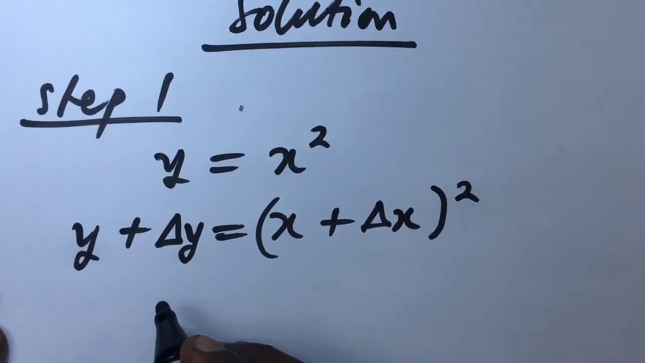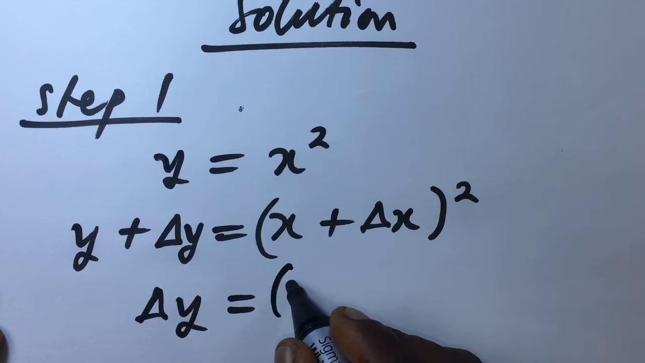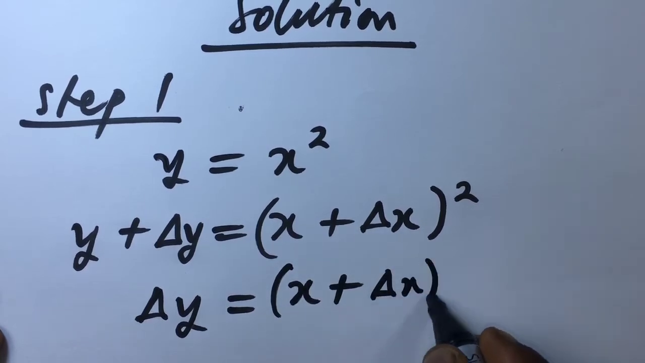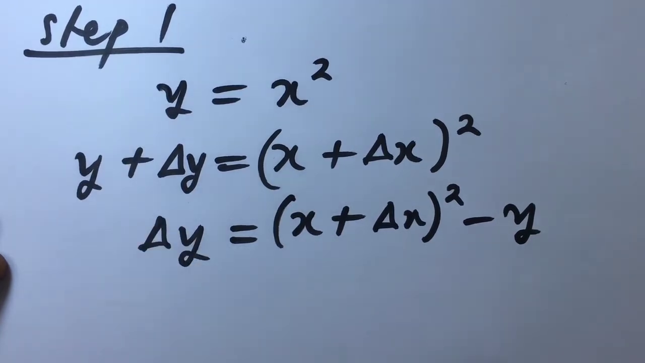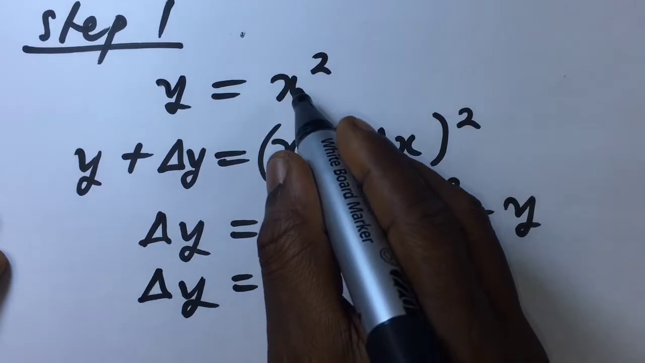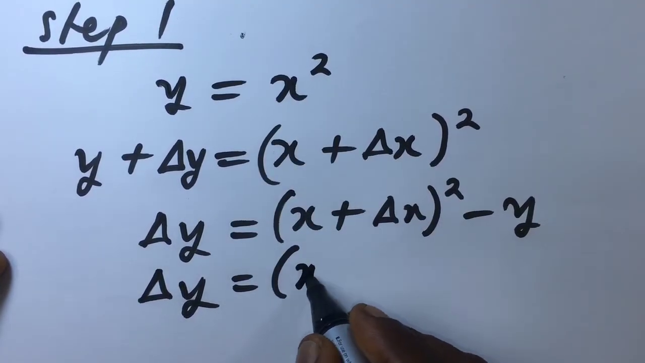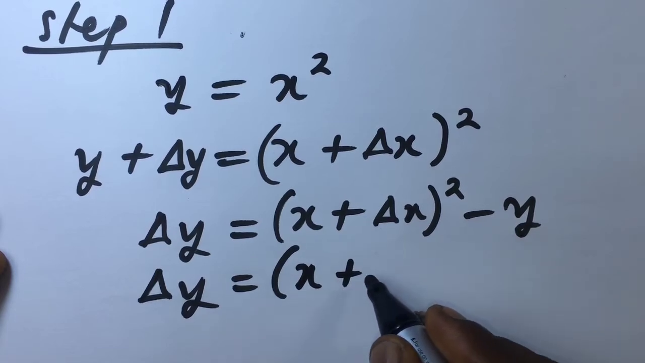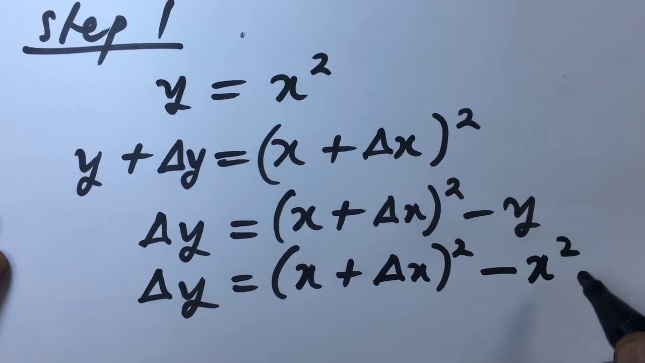So the next thing to do is to make change in y the subject of formula, and that would mean having x plus change in x all squared minus y. But what were we given y to be? We were given y to be x squared. So in place of y, we are going to put x squared. Now this gives you x plus change in x all squared minus x squared, which is your y.